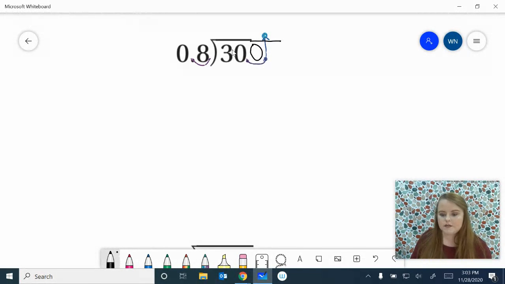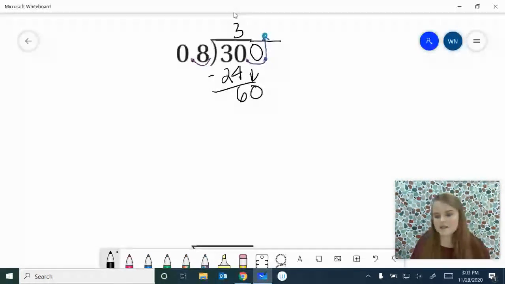30 divided by 8. We know that 8 can go into 30 3 times. 3 times 8 is 24. Subtract that, you get 6. Bring down the 0. Well, 8 times 8 is 64, and 8 times 7 is 56. Wow, my brain had a little moment there.